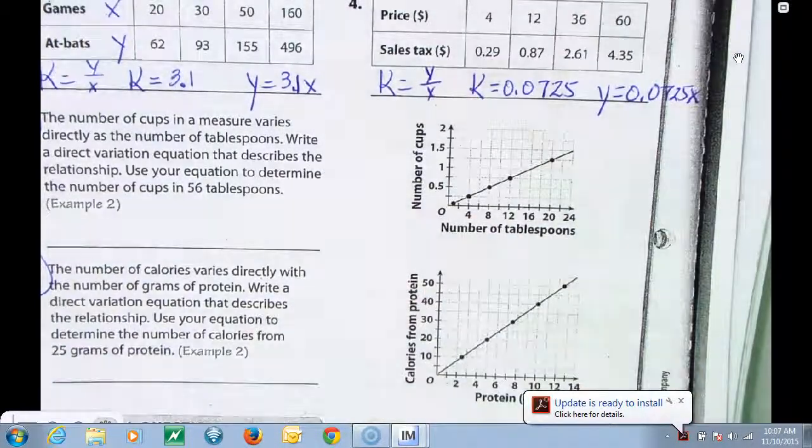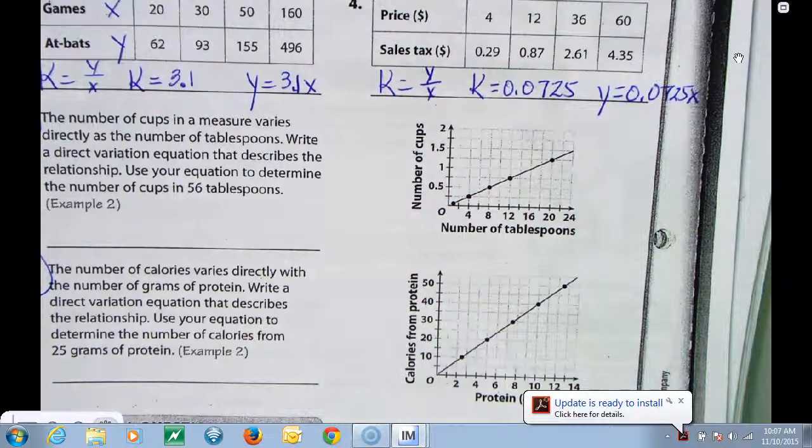You're going to do that in just a minute by yourself. And then, don't tear it out, you're going to finish check 6 in the back and turn it in.